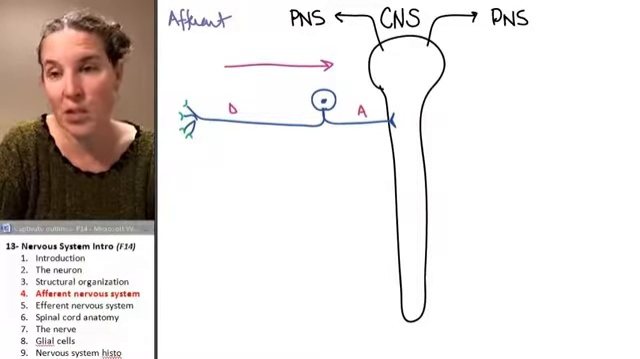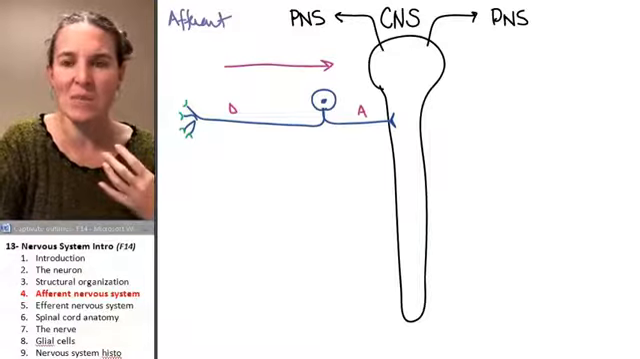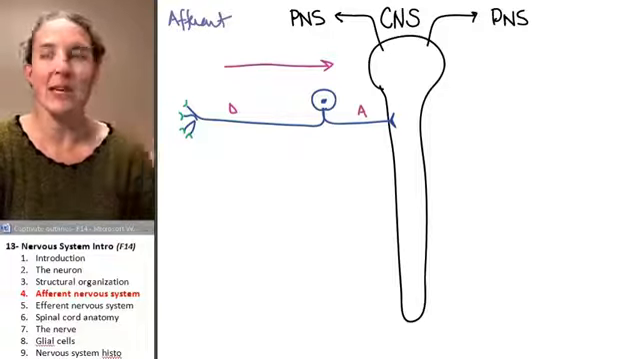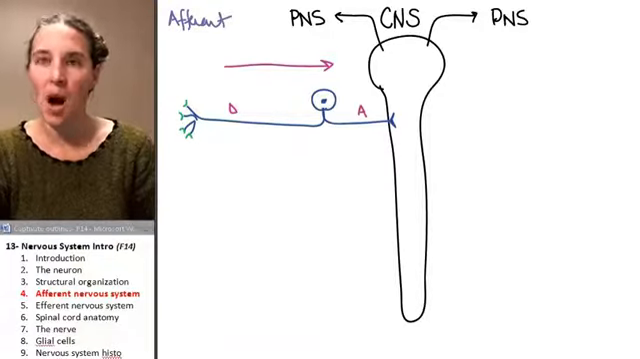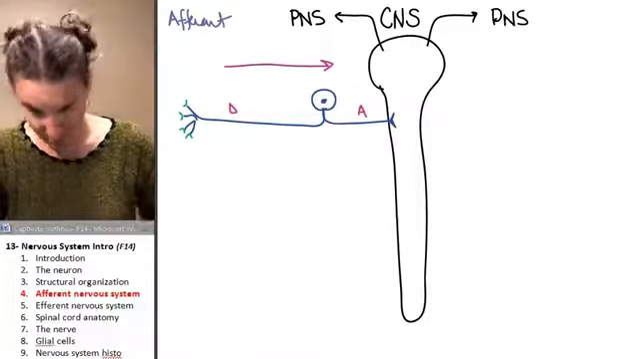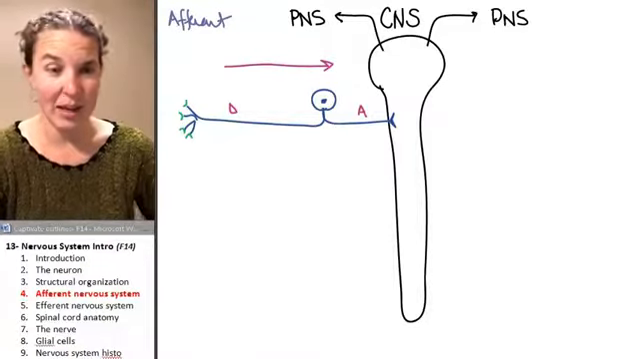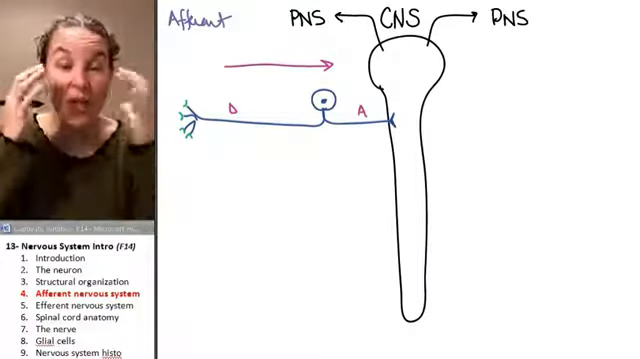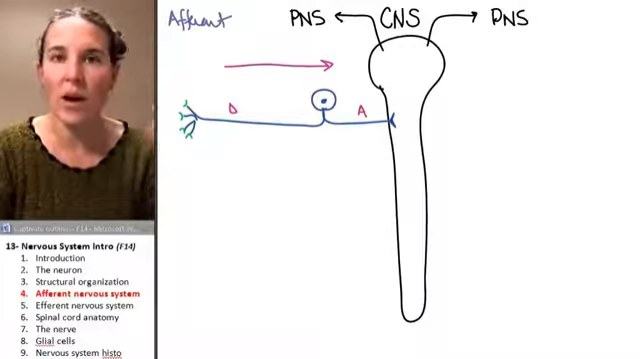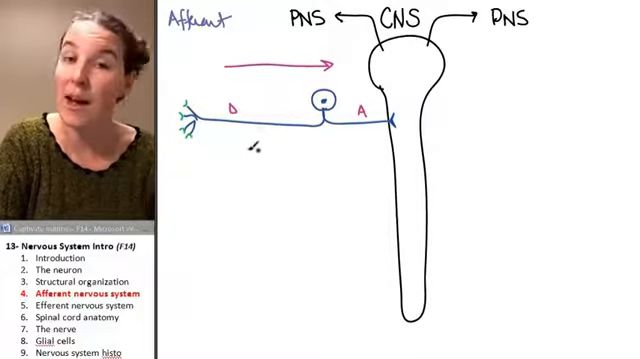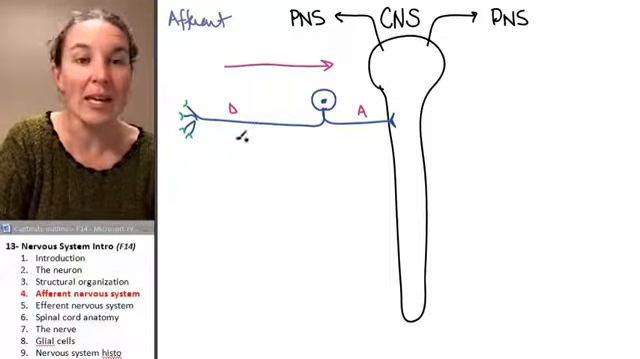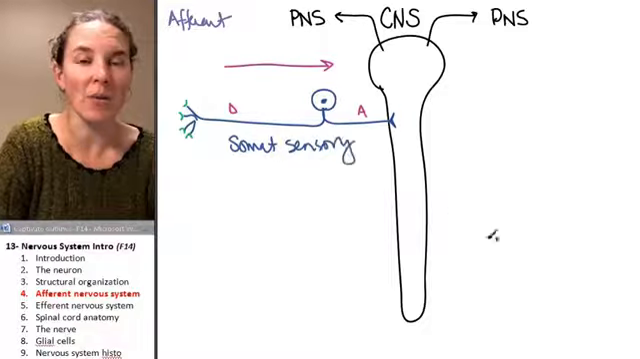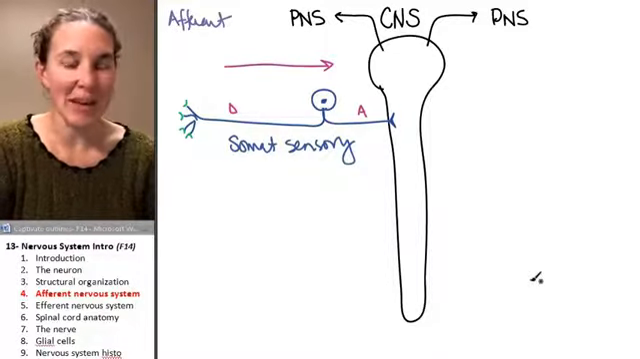If the information that is traveling in is conscious, if you're conscious of the information, whoa, that was a really pretty light. That's a really hot piece of metal that is on my hand. That is a cold room that I'm sitting in. That information is conscious. I'm aware of that sensory information, and therefore it has a label. It is somatic sensory.